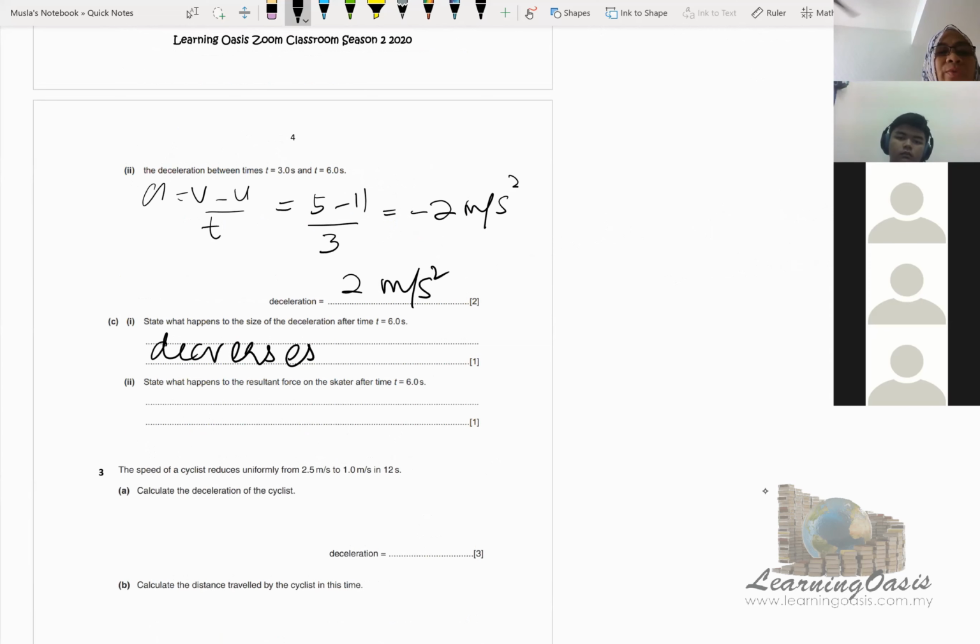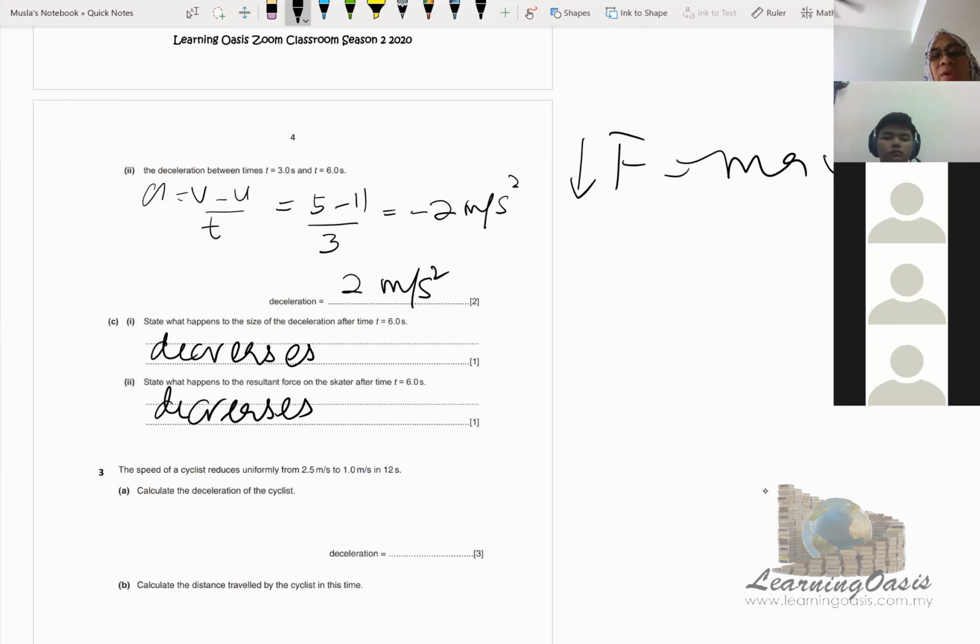Right. What happened to the resultant force on the skater after t equals to 6? The resultant force decreases. Yes, because you have F equals to ma, right? When deceleration decreases, therefore F also will decrease. So what happens to the resultant force? It decreases, understand? It's not backward or forward, just the resultant force decreases.